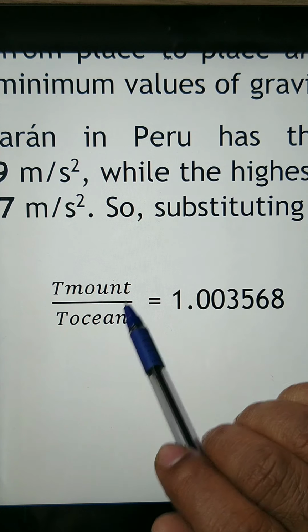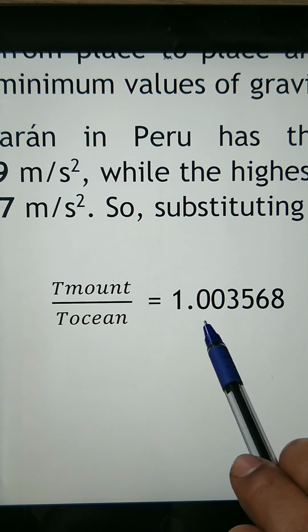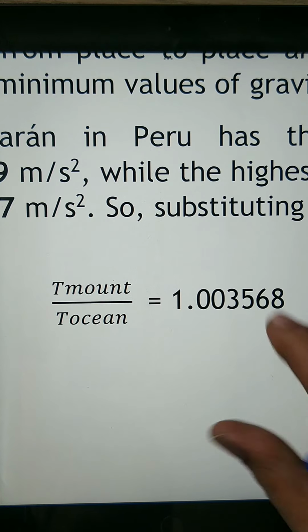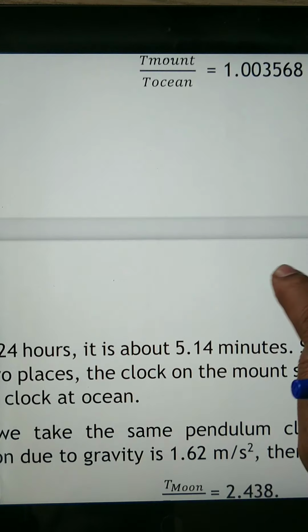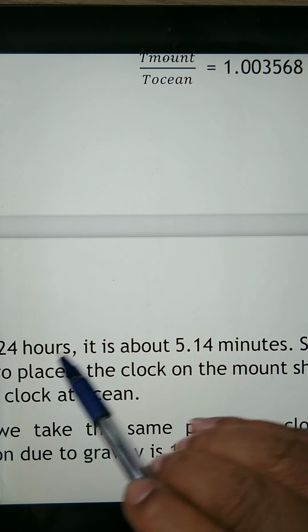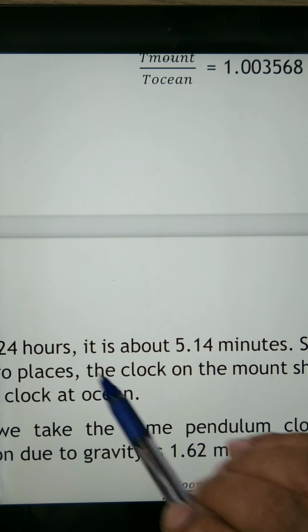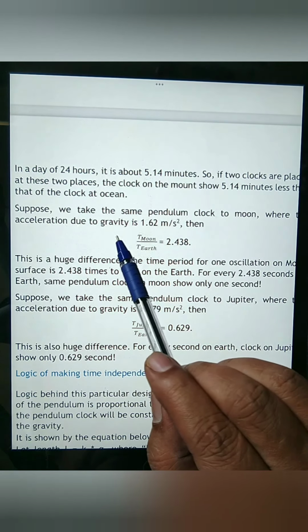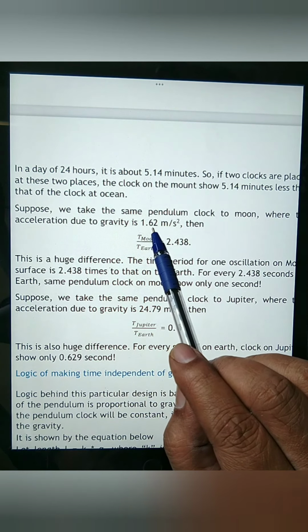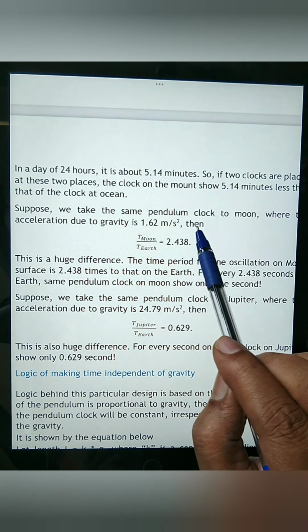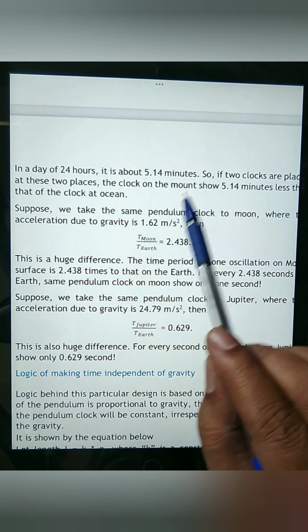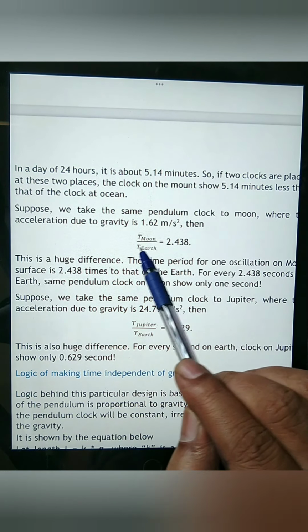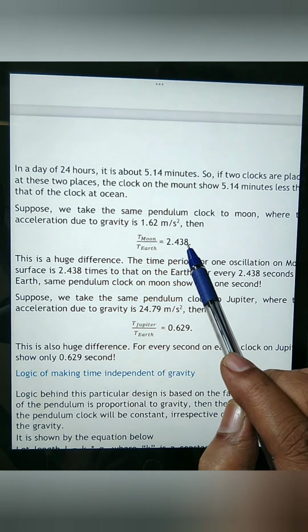T on the mount by T on the ocean is 1.003568. This amounts to 5.14 minutes in a period of 24 hours. Now, what I am going to tell you is that the gravity on the surface of the moon is 1.62 meters per second squared, and when we take the same pendulum clock, T moon by T earth is equal to 2.438.